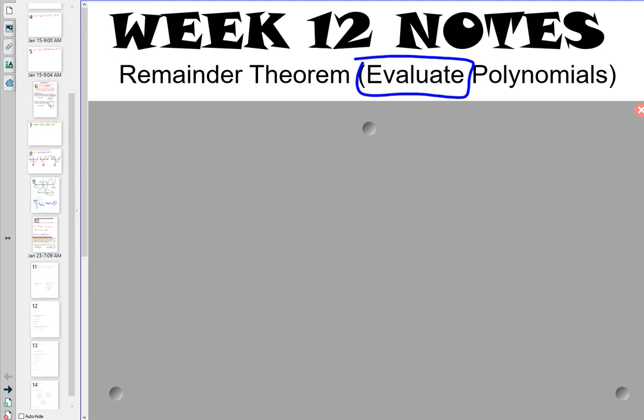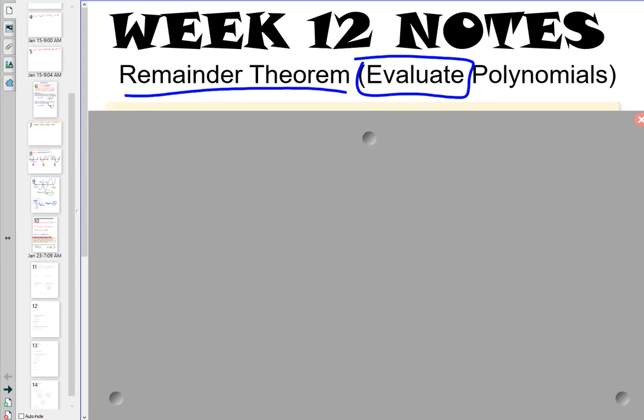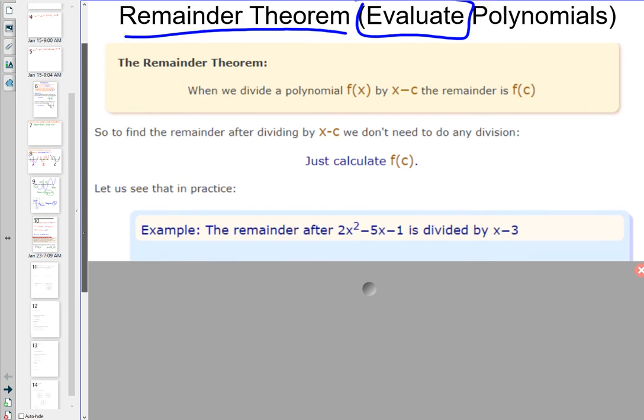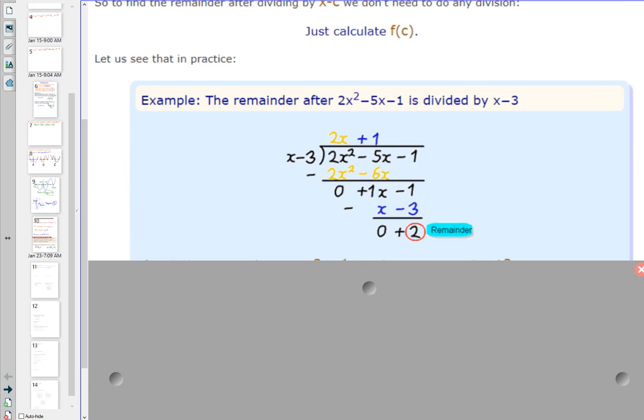Now, the way that you are used to evaluating polynomials is by literally substituting in, doing order of operations, which is where the simplification comes in, and seeing what you end up with at the end. We're going to learn a different way called remainder theorem. So now here's remainder theorem. And I'm not going to go over everything. You can read it, so I'll just hit on the key points.